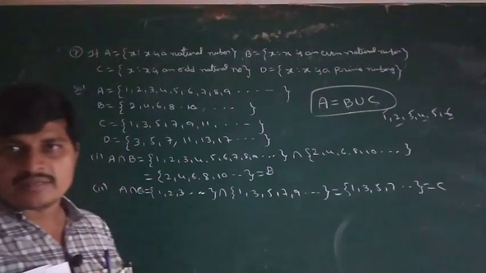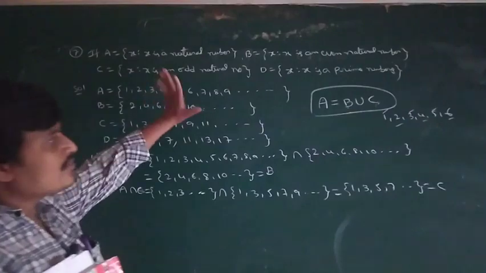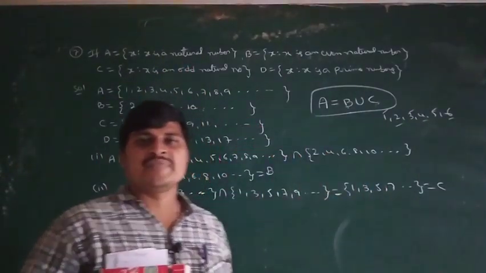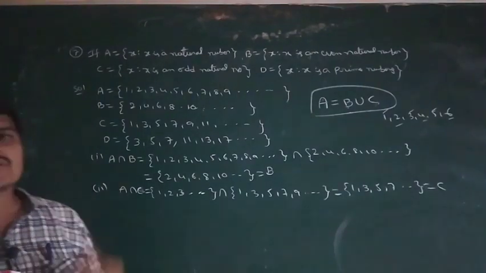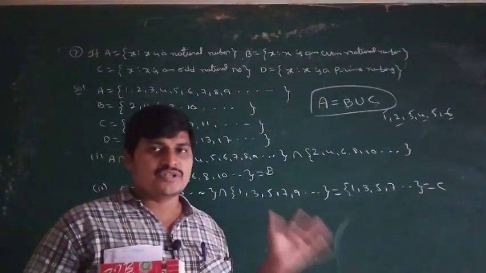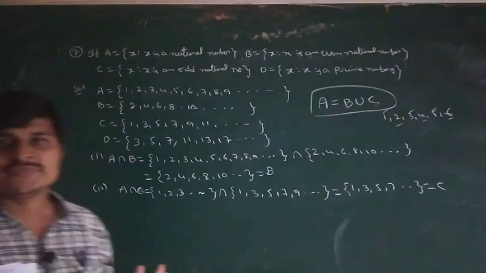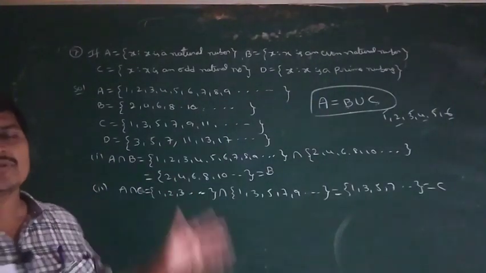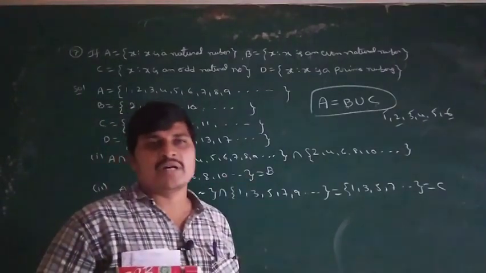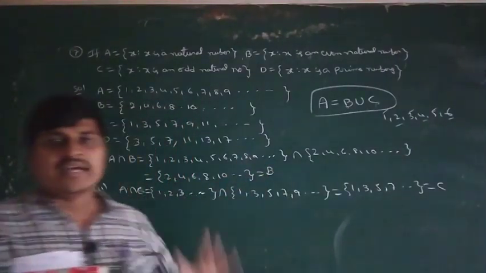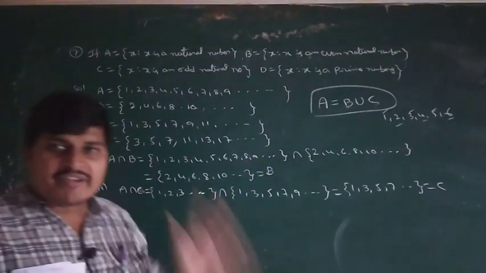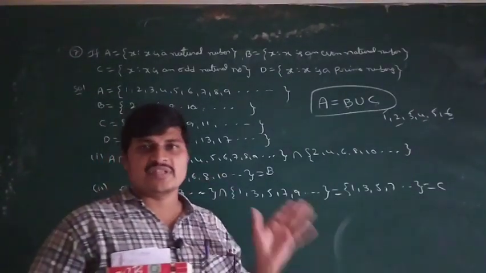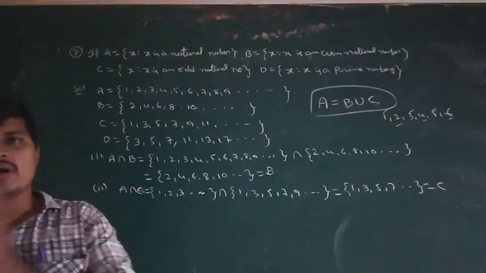Okay, clear? So natural numbers, both even natural numbers and odd natural numbers, together are equal to the natural numbers. For example, in 10 natural numbers, there are 5 even numbers and 5 odd numbers. Compulsorily, half of the numbers are even numbers and half of the numbers are odd numbers.